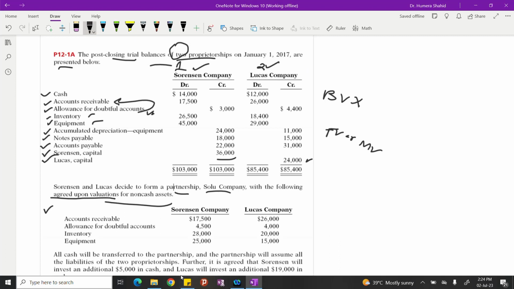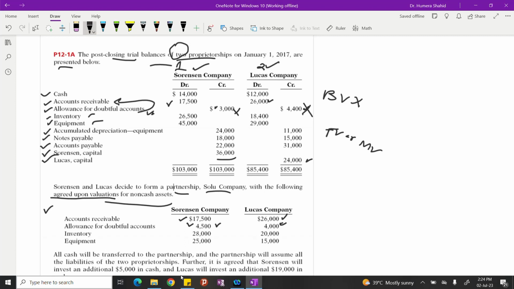Sorensen has accounts receivable of 17,500. They were 17,500. Allowances are 4,500, but they were 3,000. So we will not take 3,000, we will take 4,500. For Lucas, 26,000 were accounts receivable. Yes, they have 26,000 accounts receivable. Allowances were 4,000. Can you see? It's 4,400. We will not take this.